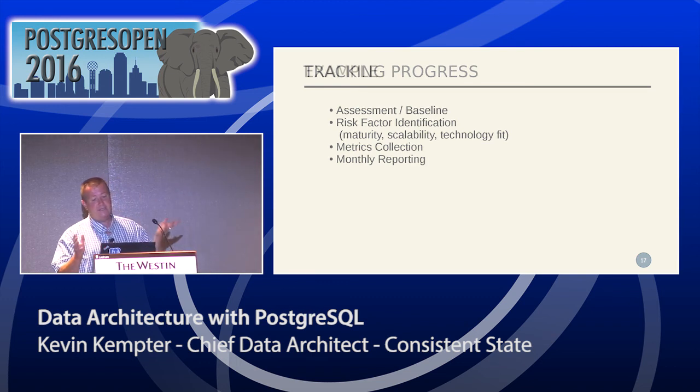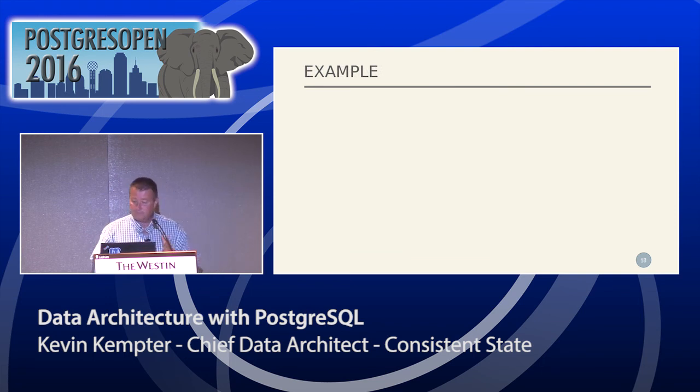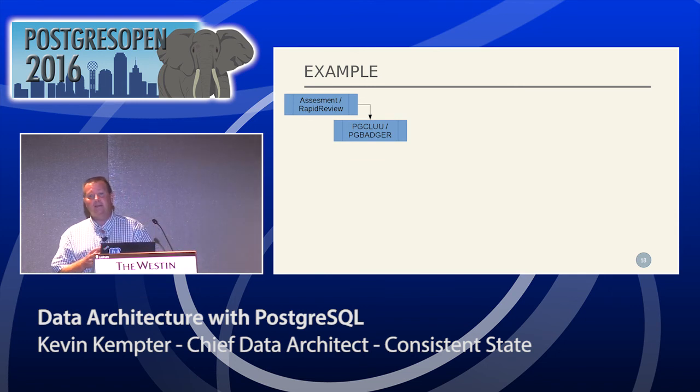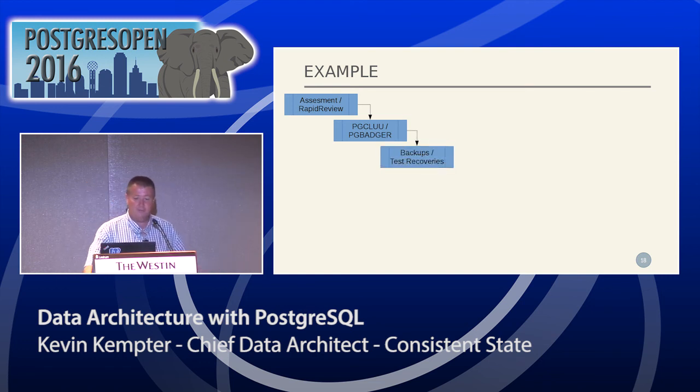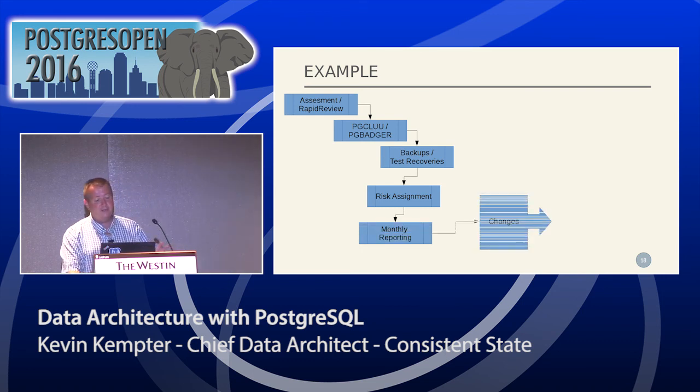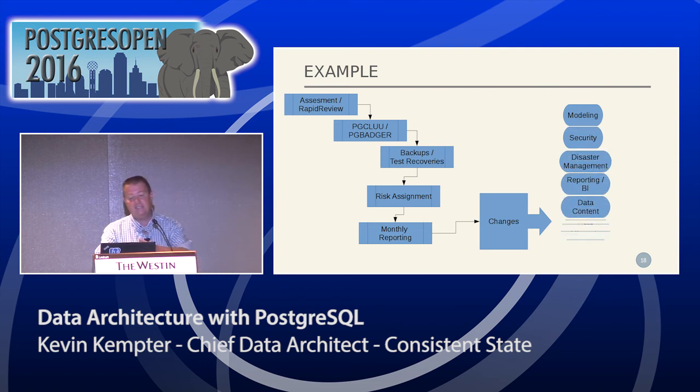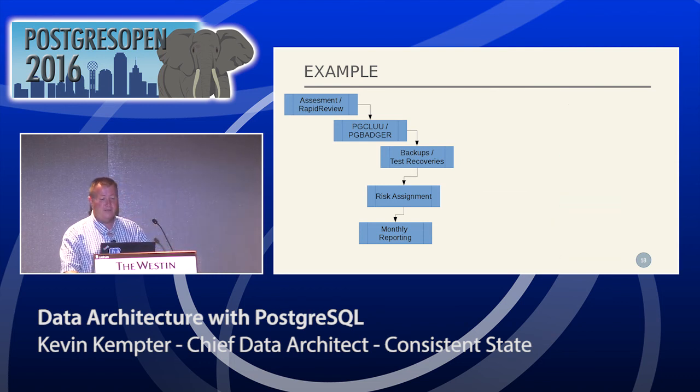Just as an example, this is typical of what we generally see when we take this approach. So we'll come in and we'll do our rapid review, for example, and in order to do that, we will deploy some metrics collection, which usually includes pgclue and pgbadger in an automated fashion. We will make sure that we tackle the backup and recovery area. We'll come back with the risk assessments and the monthly reporting, which leads us to changes in all these areas that I just talked about.